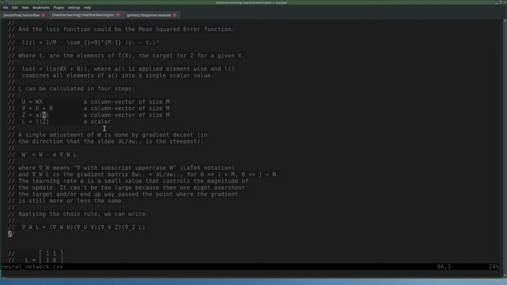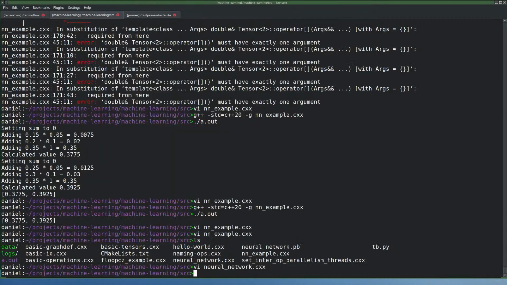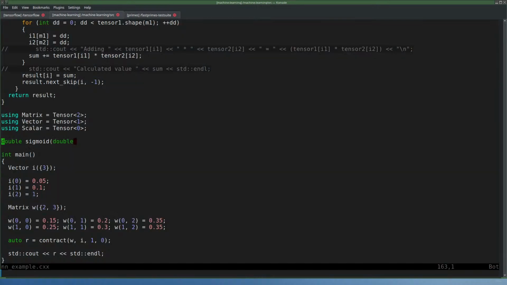What is a function of v? Totally random.